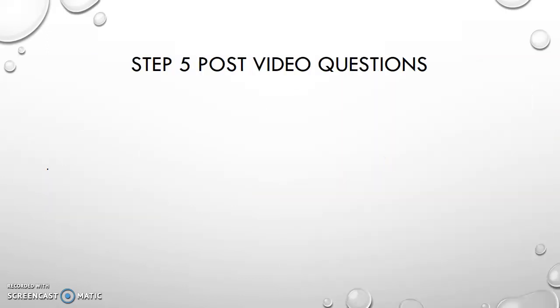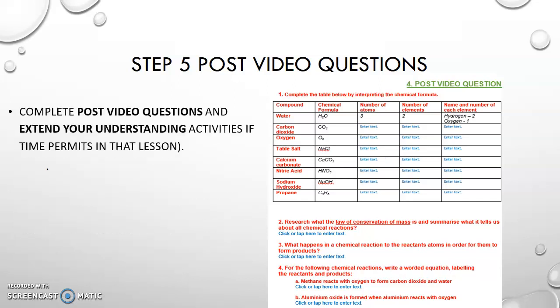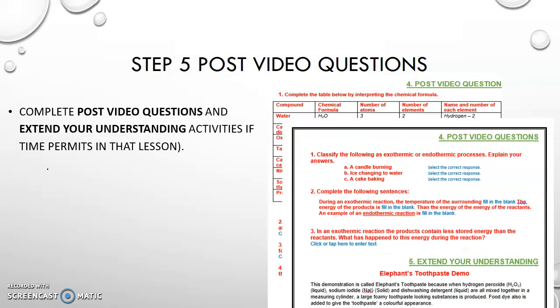And finally, step 5, your post video questions. Again, it's a case of click and start typing away. And that will be a lesson. And you'll be ready to go on with future lessons as per timetable. So, for instance, if you've got a double, you'll be doing 2 lessons. And that's the 5 easy steps.